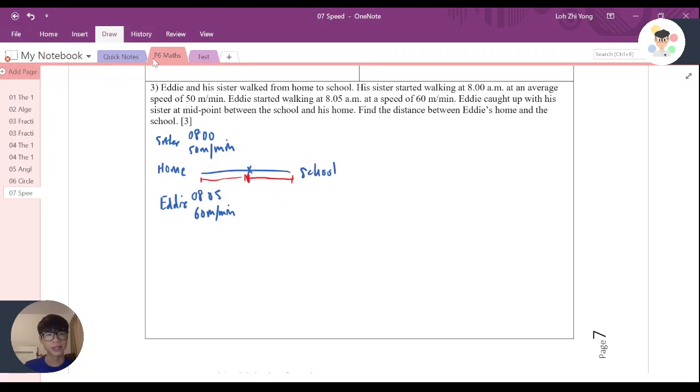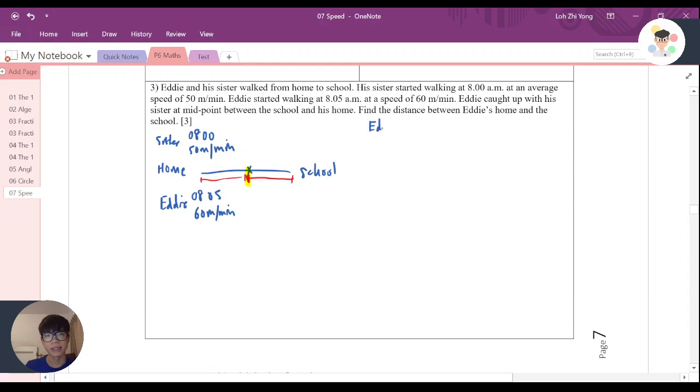Now, again, I'm actually quite interested in this method that I try to use, which is this one. Now they caught up at the same time, which means that the distance that they travel is supposed to be the same. Now let me just write this.